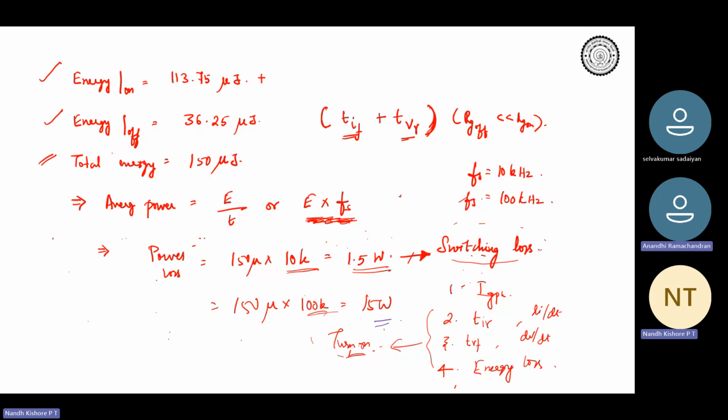So switching loss increases if your switching frequency increases. This is the major drawback. Otherwise, why should we even operate at 10 kilohertz or 100 kilohertz? We can directly go to 10 megahertz or 100 megahertz, right? Why are we not going? The reason is this: switching losses will increase directly if your switching frequency increases. One basic thing, if your switching frequency increases, the size of your inductor and capacitor will decrease.